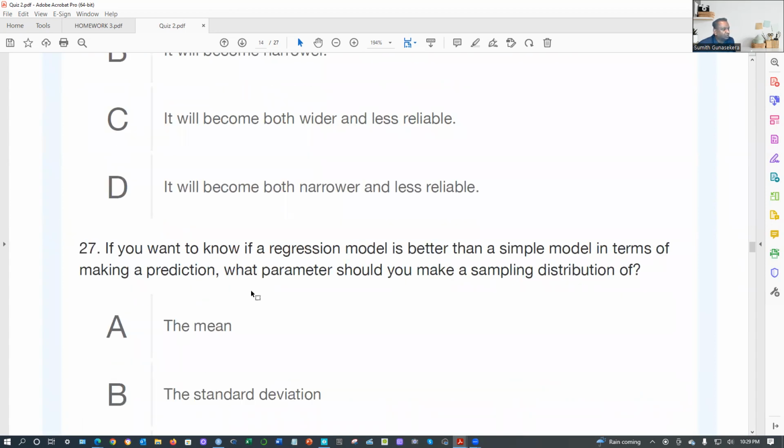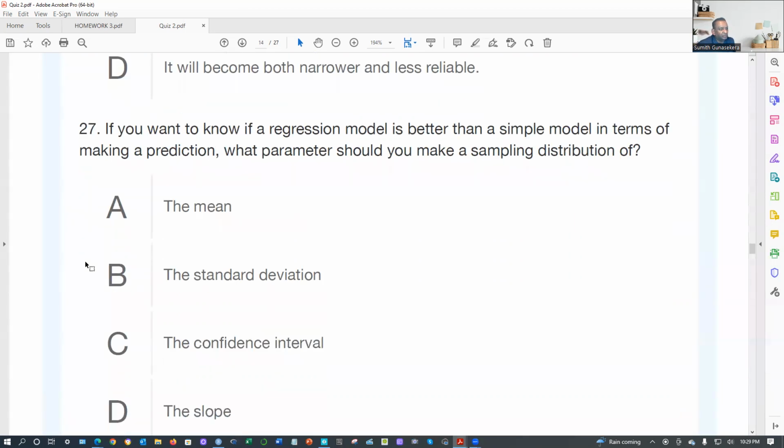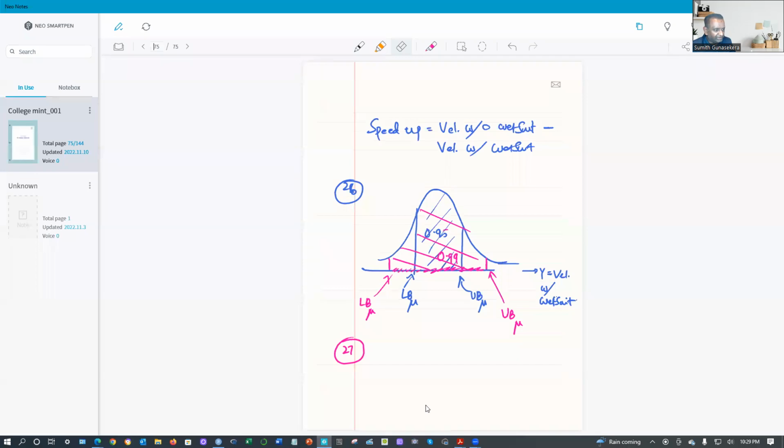If you want to know if a regression model is better than a simple model in terms of making predictions, what would be the main sampling distribution? The sampling distribution of the slope. Otherwise, it's going to be the empty model. Remember the empty model: no slope.